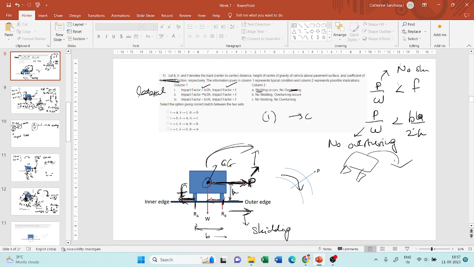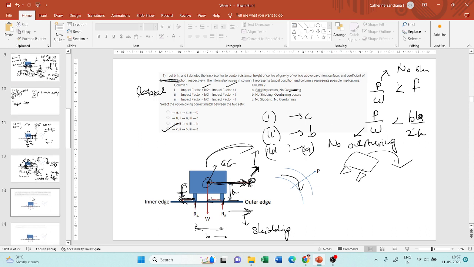Impact factor greater than B by 2H says that there is overturning, and impact factor less than F says that there is no skidding. So the answer is B. And impact factor less than B by 2H says there is no overturning, and impact factor greater than F says that there is skidding. So 3 corresponds to A. So the answer to this is D. Okay, I hope you understood.